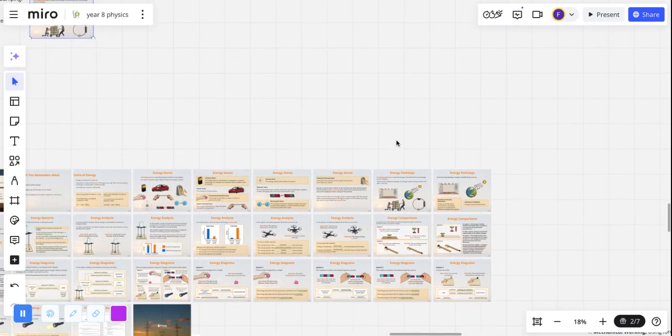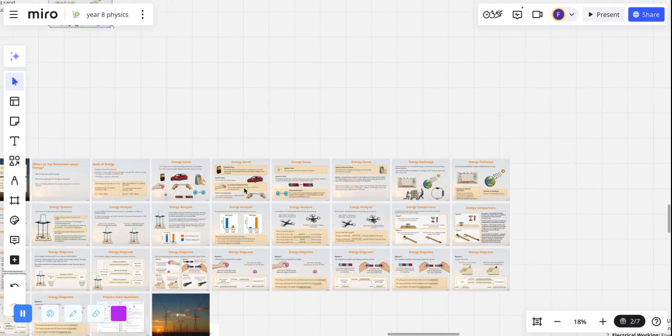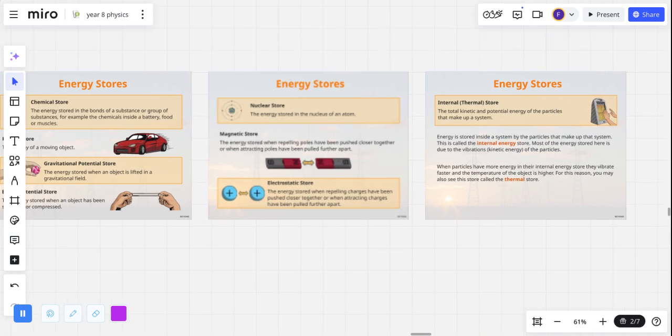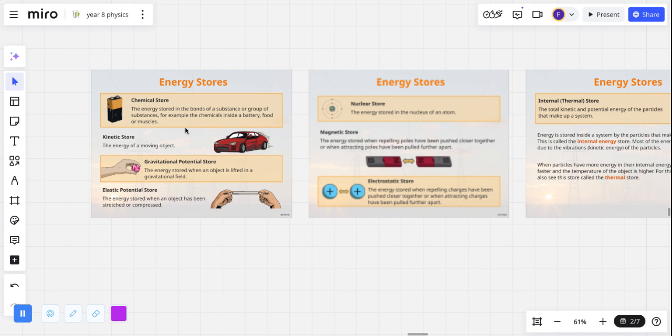So to recap, if the question talks about energy stores, we are talking about these. These are the keywords you must use. We've got the chemical store, which is batteries, food, muscles, if you want to talk about that, or fuel, things you burn. Things that move, kinetic. Anything that involves height off the ground, that's gravitational potential.